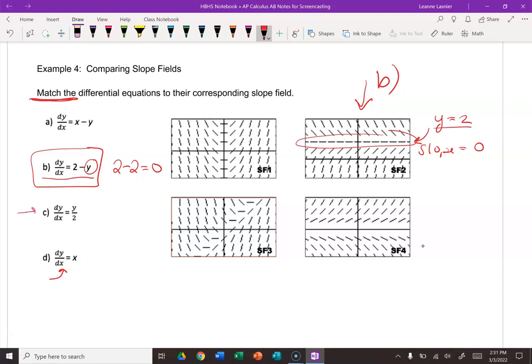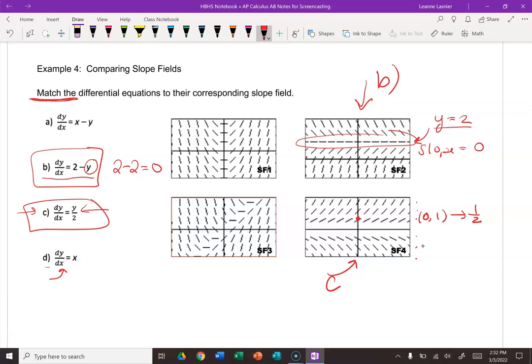Then for C, I would look for something similar. I would look for a graph where the slopes don't change when x changes. So this is the other one where the slopes are staying the same for each x value, but they're changing as you change the y value. And if I pick a slope like right here, that looks like the point 0, 1, the slope for that would be 1/2, which this does look like a slope of 1/2. And so on and so forth. So I'm thinking that this graph matches the differential equation in part C.